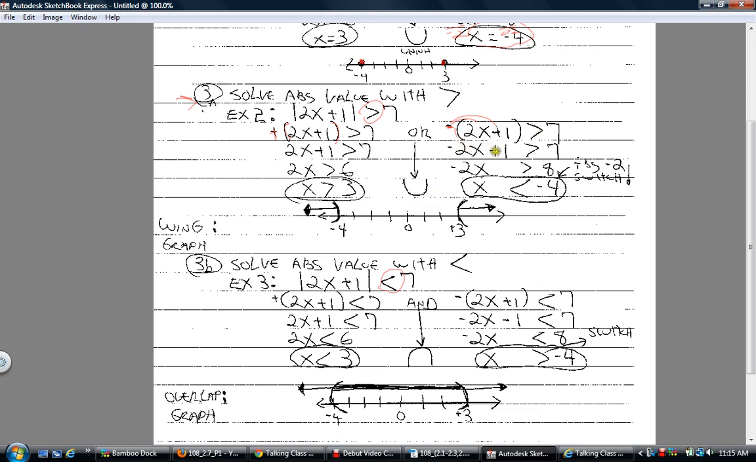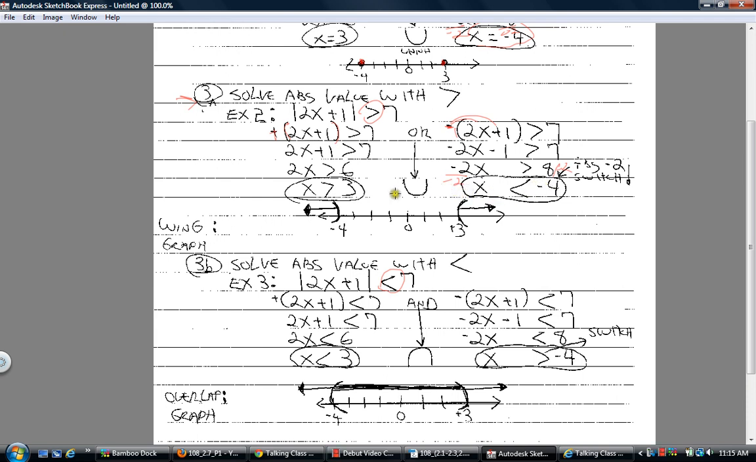You get negative 2x minus 1 when you distribute the negative 1. Now add 1 to both sides, you get negative 2x greater than 8. Now look what happens here. You are now dividing by negative 2. You've done this 100 times. What happens when you multiply or divide by a negative, class? Say it. Switch the inequality sign. Don't forget it. Now it's a less than. So x is less than negative 4.